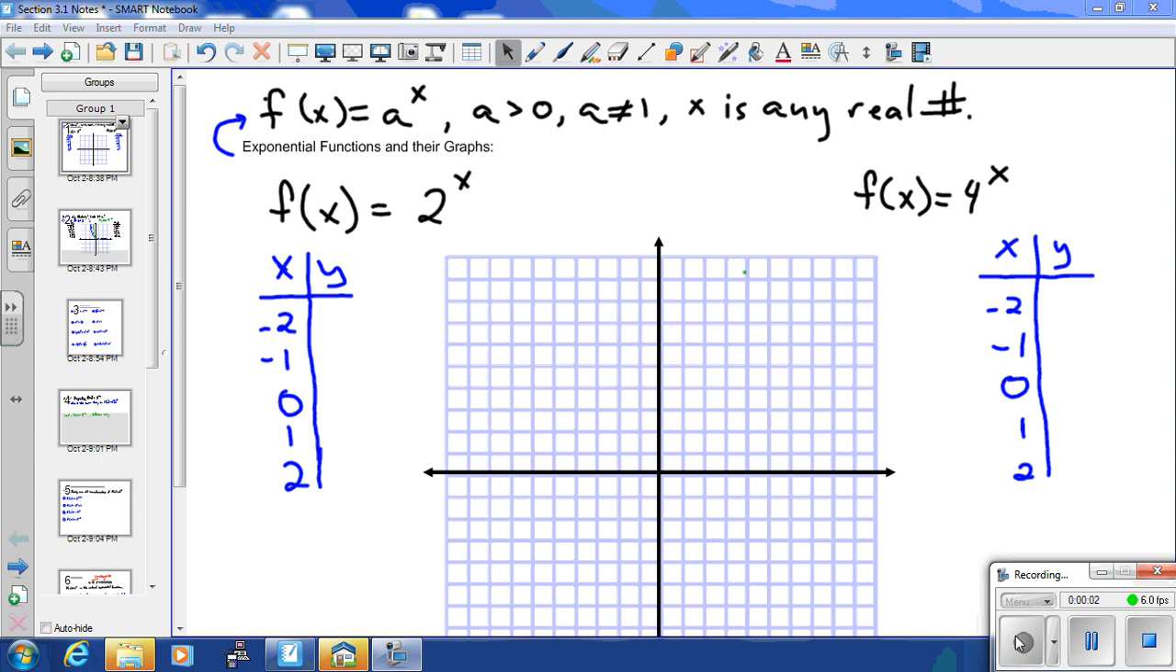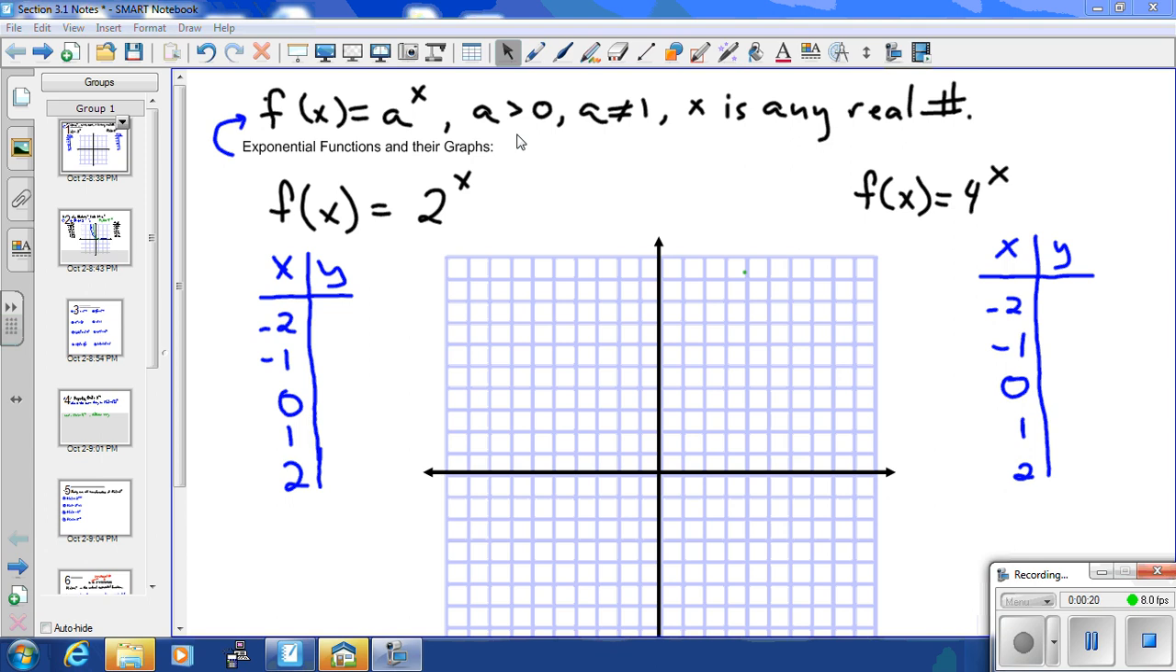Chapter 3, first section is on exponential functions and their graphs. We'll begin with a brief definition here of what an exponential function is up on top. It looks like f of x equals a to the power of x, where a is going to be a number greater than 0. Basically, it means it's positive.